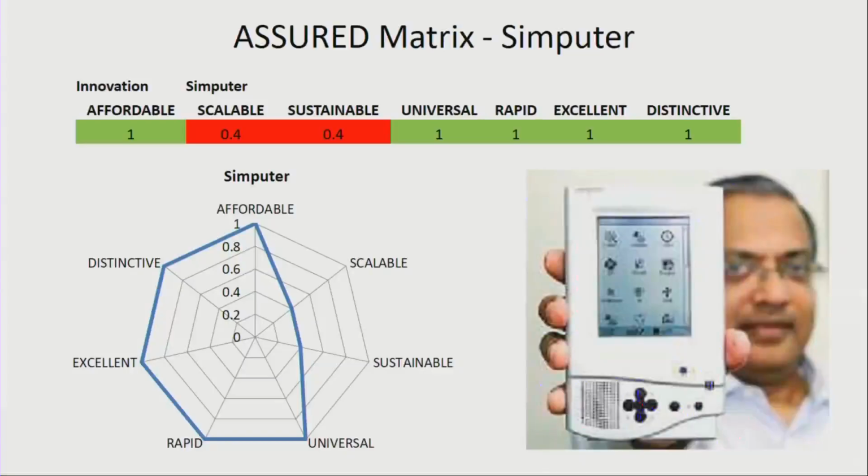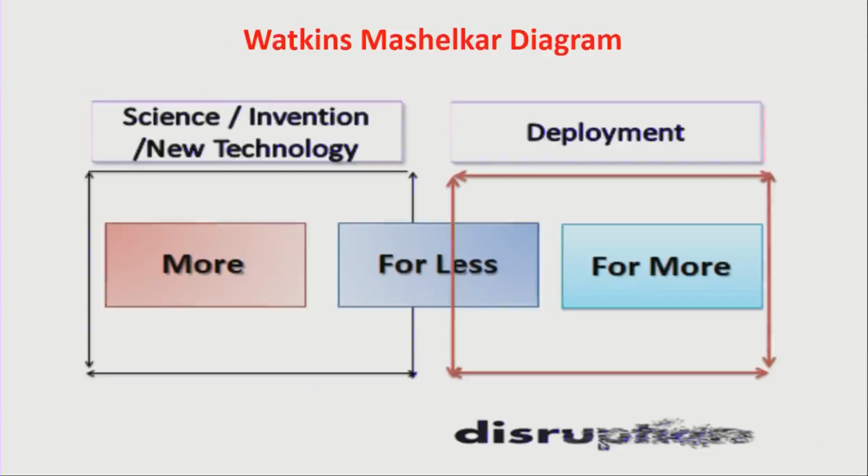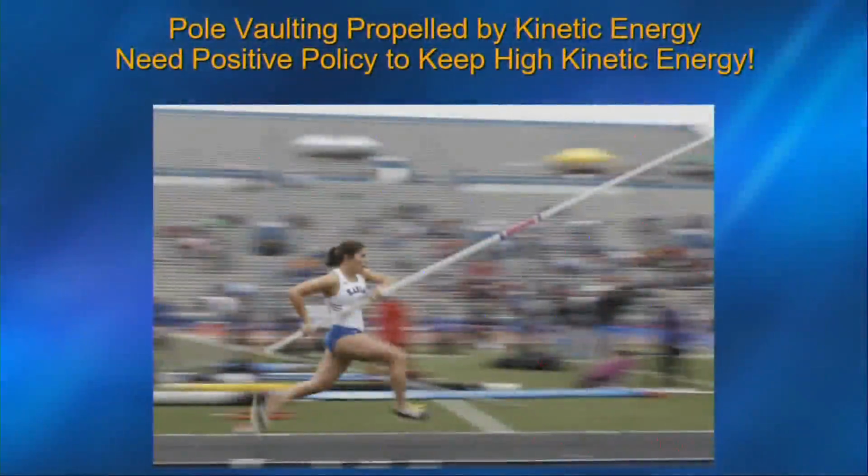But what happened? If you look at the assured matrix, it was affordable, it was distinctive, it was excellent, rapid, universal, but it did not scale. It was not sustainable. Why? Again, go back to Watkins Mashelkar diagram. So, Simputer had delivered on the left-hand side by creating more from less. But the deployment for more just did not take place. Why was that the case? Why couldn't we pole vault?